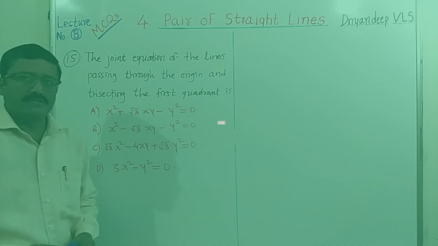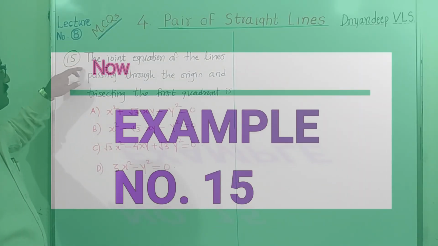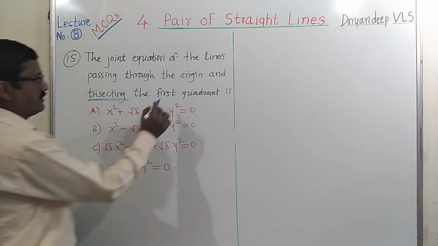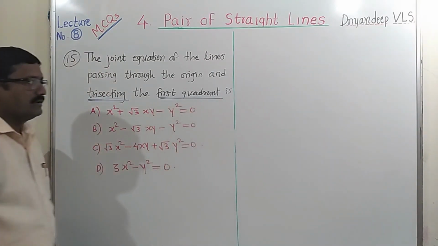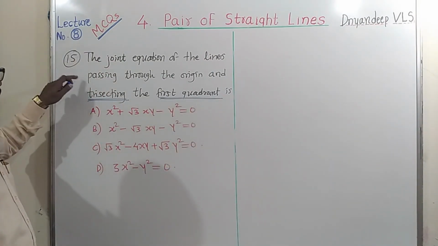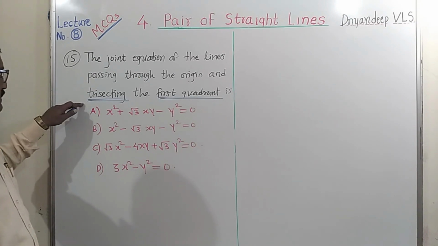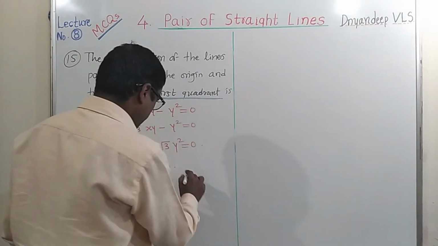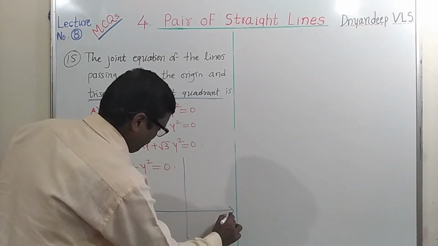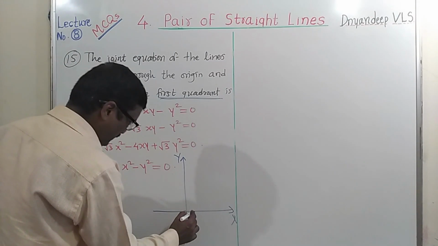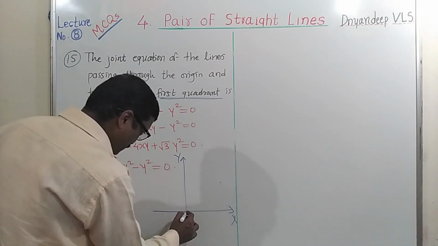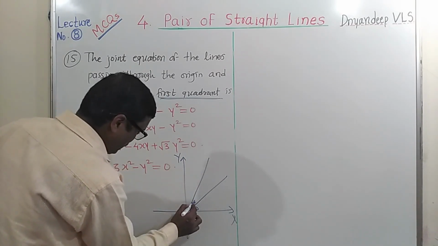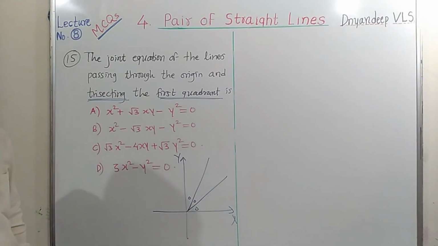Okay, let us see example number 15. The joint equation of the lines passing through the origin and trisecting the first quadrant means two lines which are passing through origin but trisecting the first quadrant, means those two lines are making 3 equal parts of first quadrant. Let us see the figure here. Suppose this is the first quadrant, then two lines are there which are passing through origin, but they are trisecting this quadrant. Trisecting means making 3 equal parts.